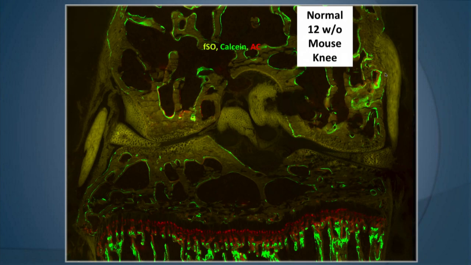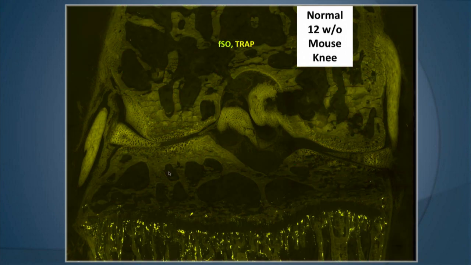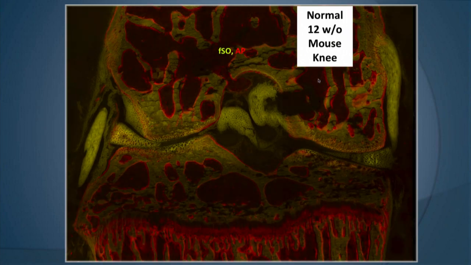So we can look at those and we can say they are not mineralizing. They're quiescent. This is a normal animal. So now, this is TRAP. There's still a little TRAP activity, the osteoclast at the growth plate. But other than that, it's a very quiescent, normal animal. And this is alkaline phosphatase, which lines up all the osteoblastic cells on the bone surface, as well as the hypertrophic cells that are in the cartilage that have the capacity to mineralize if there's disease.